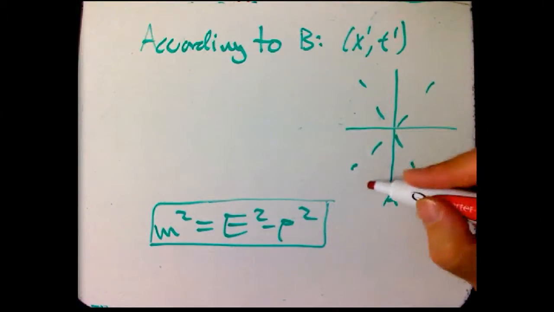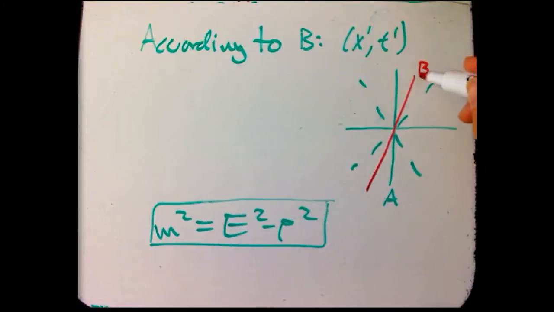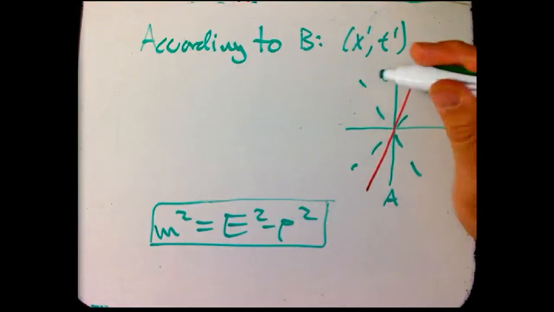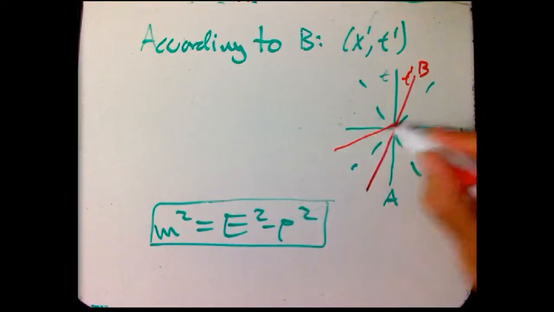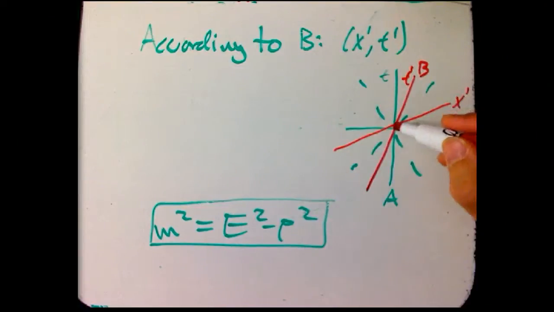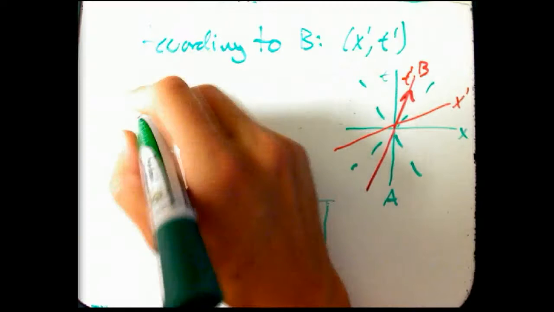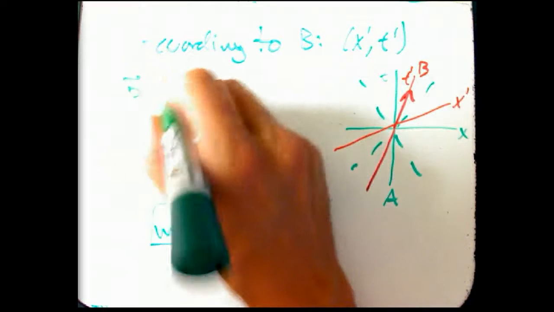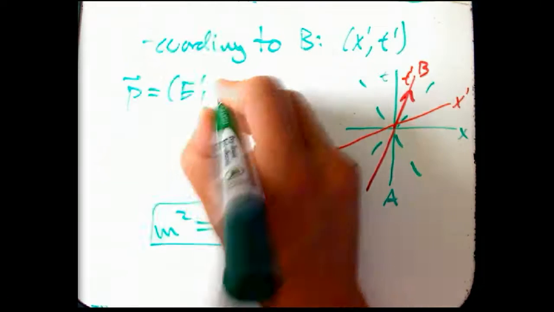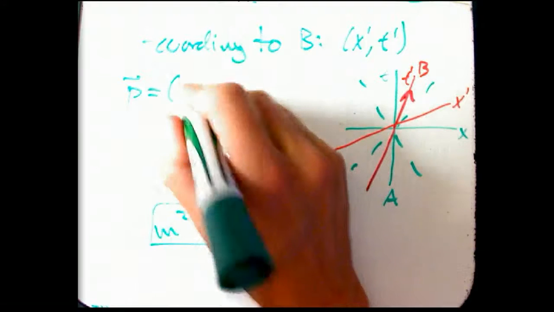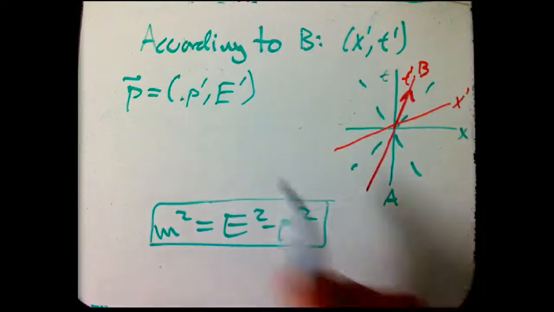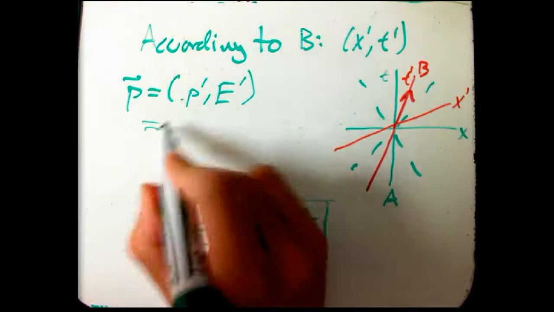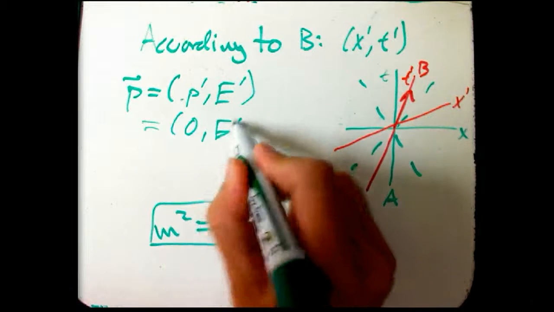Then particle B is going through here. Okay, so this is his t and x. This is going to be t prime, and here's x prime. According to B, as I said before, the momentum is 0. So let's call that P prime, E prime. Sometimes one does the time coordinate first, and that's why it keeps getting switched up. It's going to be 0 comma E prime.